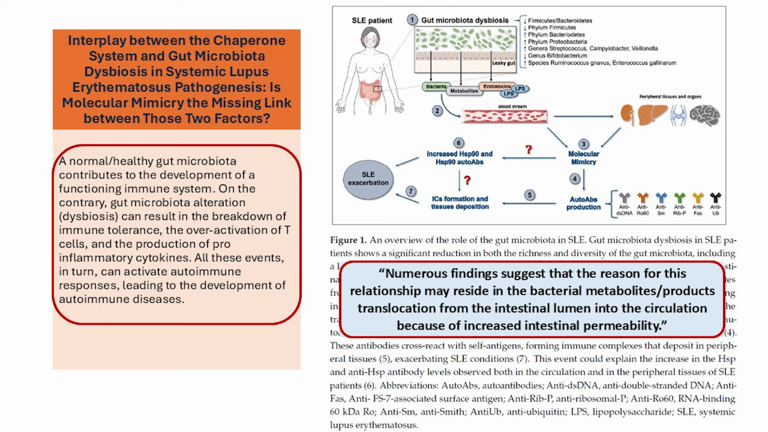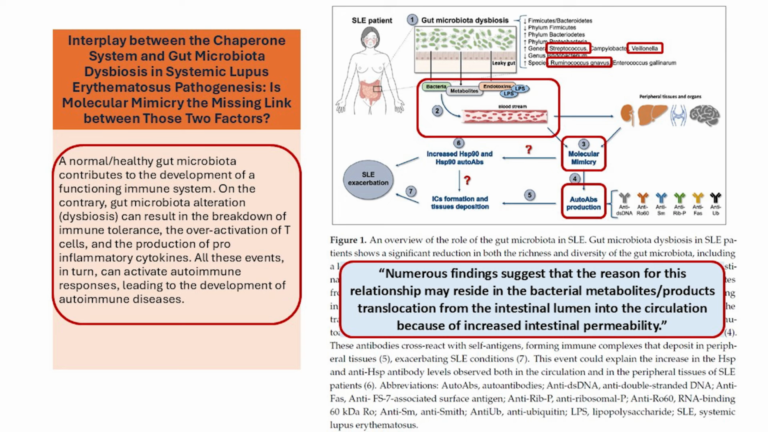Up in Figure 1, they cite increased levels of some of the usual opportunistic pathogens I mentioned, such as Streptococcus, Veillonella, and R. gnavus, as problematic in lupus. And below that, the passage of bacterial components such as LPS into the bloodstream, which can confuse the immune system and cause antibody production against your own tissue.